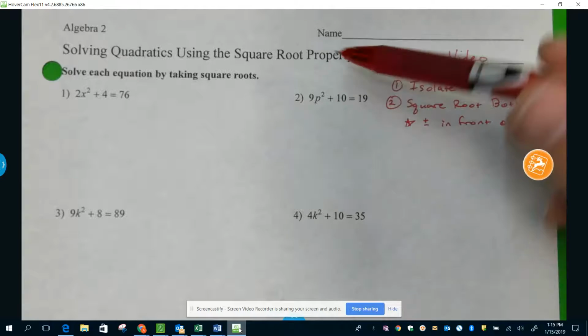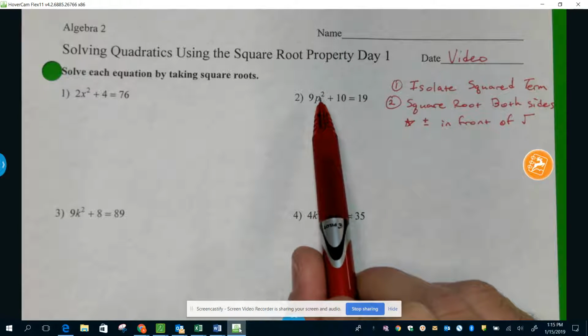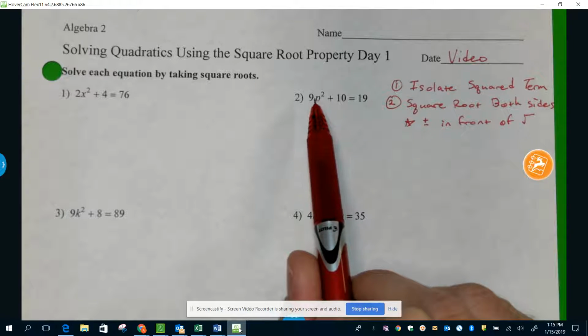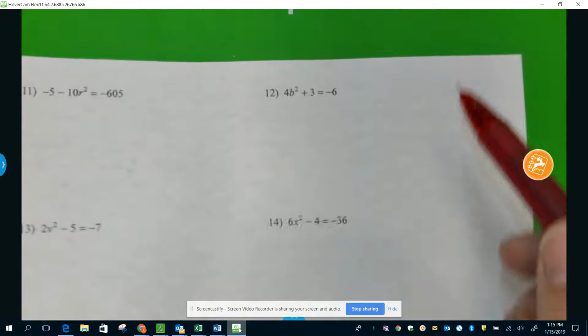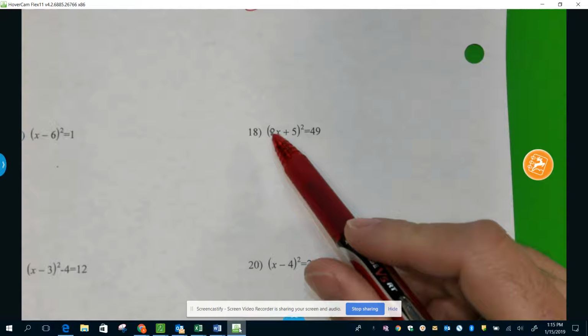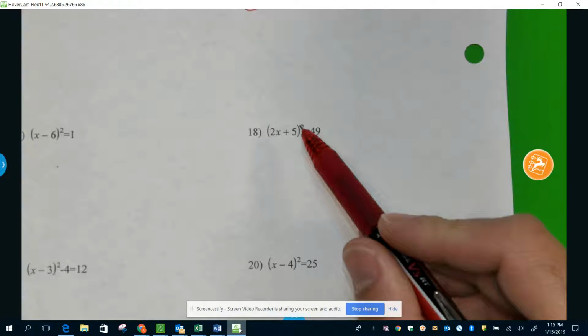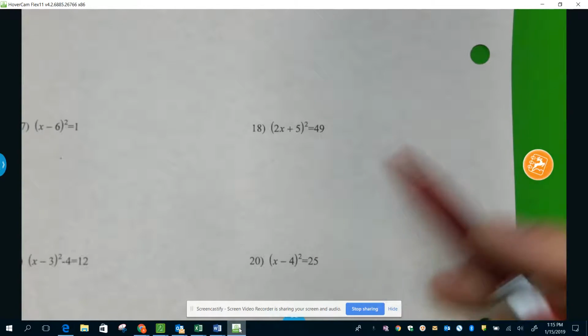If you're looking at these first few problems, our squared term is just the p squared that we need to get by itself before I can take the square roots. If you're looking at stuff like the back page, our squared term is the entire parenthesis squared, which needs to be isolated before we can take the square roots. So we'll look at a couple of examples of each one.